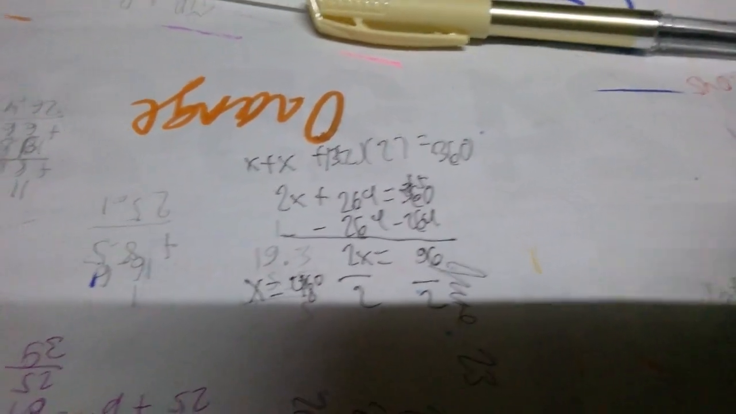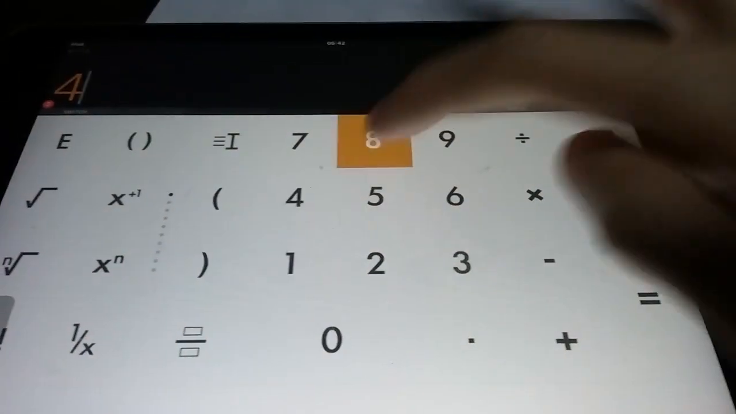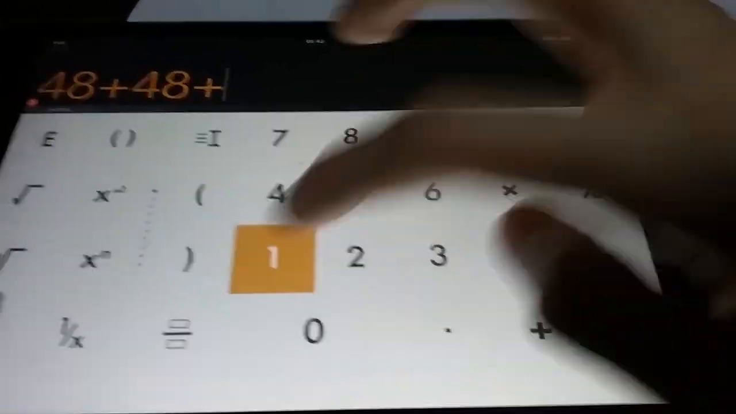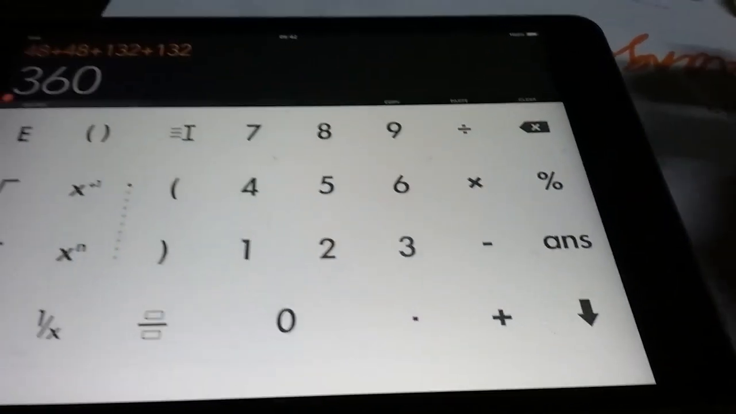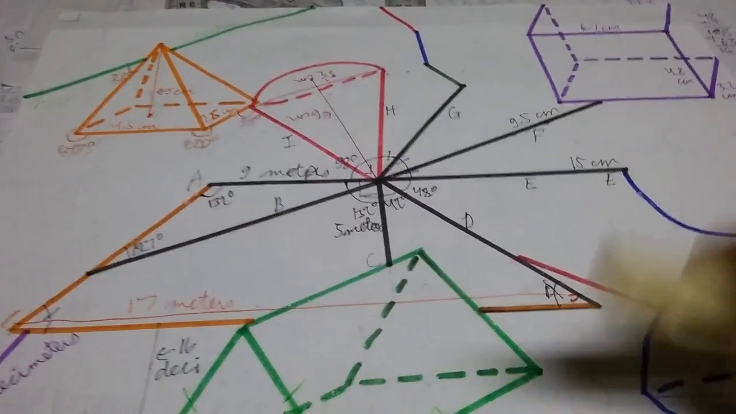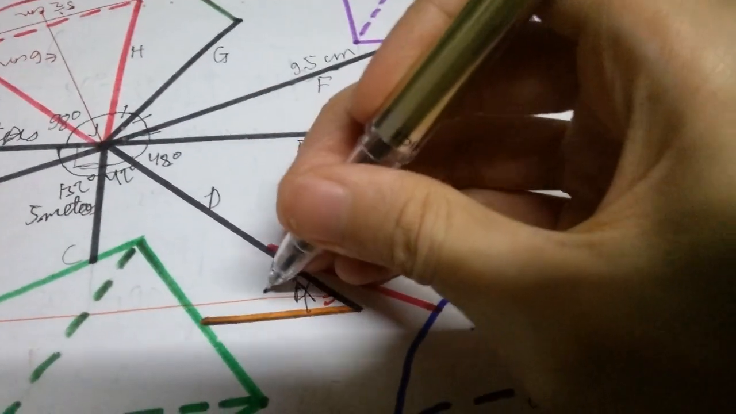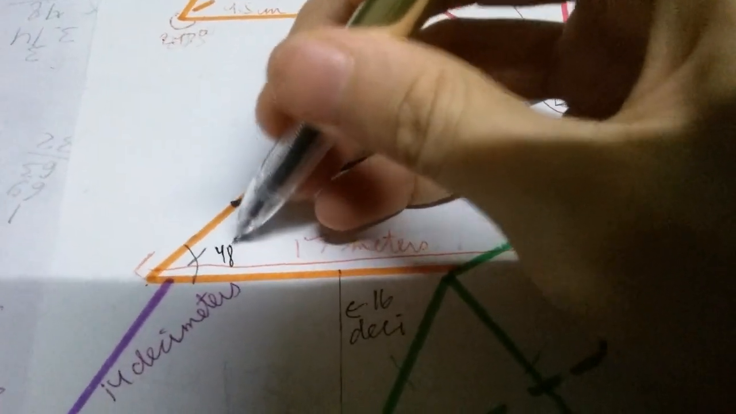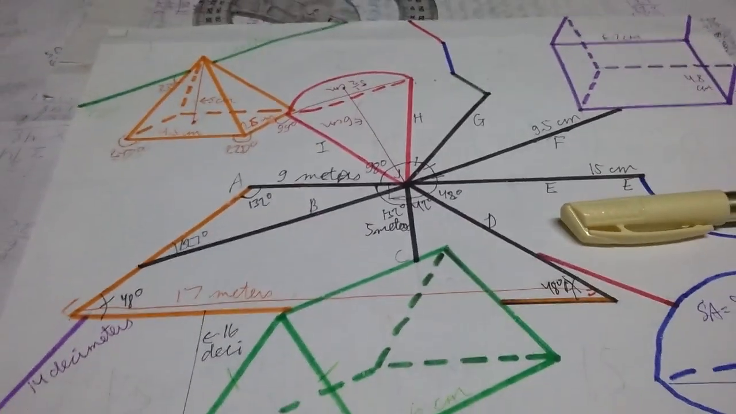Okay? Now, to check, 48 plus 48 plus 132 plus 132, tama, you should get 360. Thus, the remaining two angles should measure 48 degrees. 48 degrees here and 48 degrees here. There! You got it!